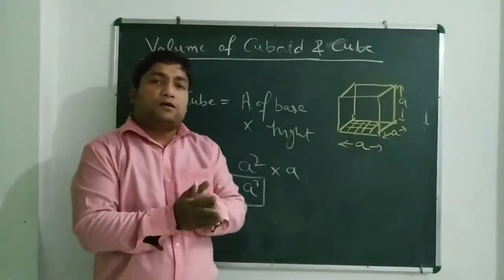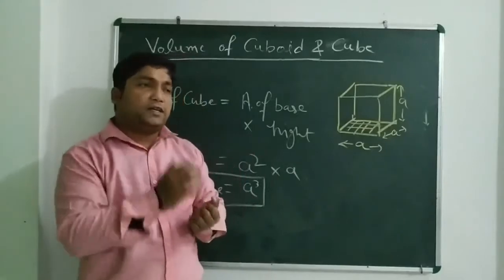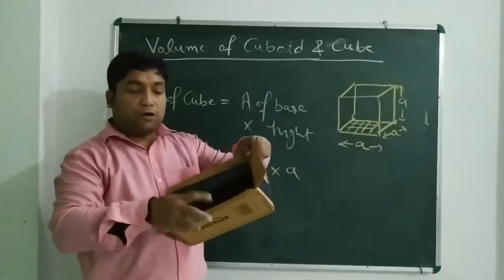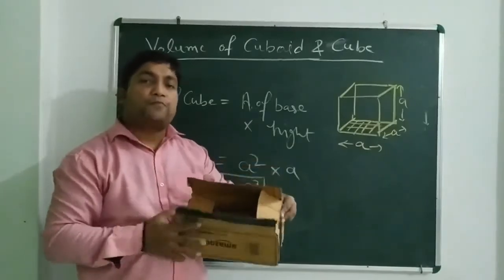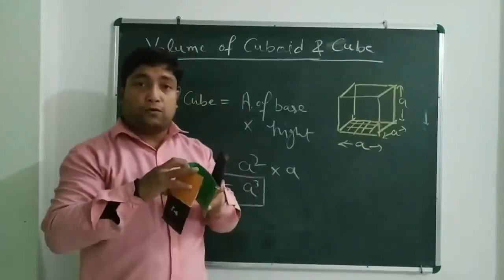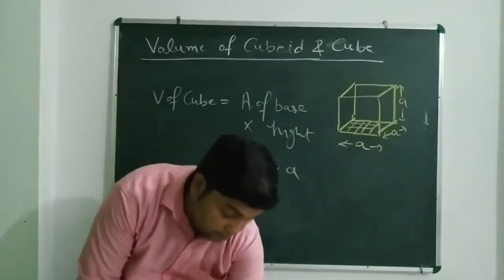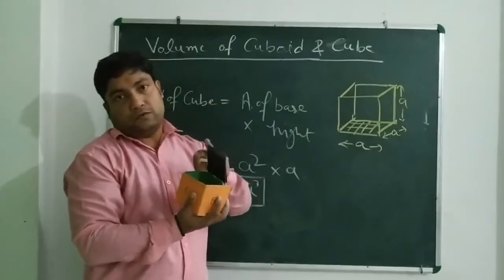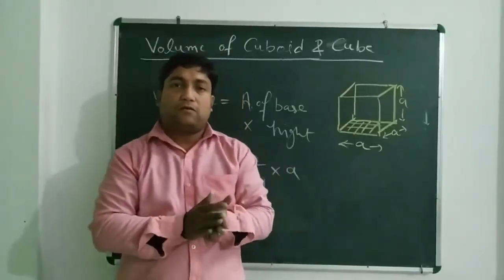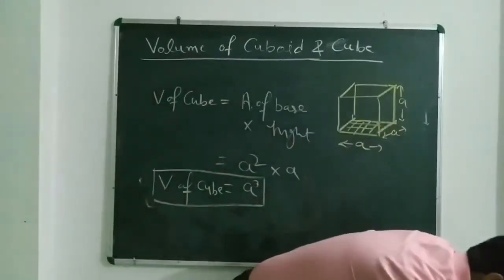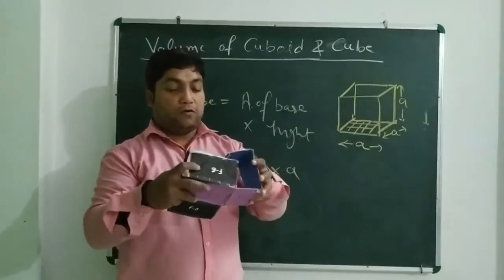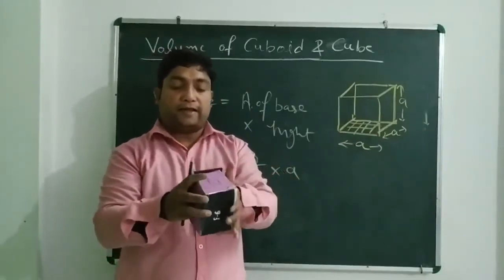So finally we got the formula of the surface area of the cuboid, the volume of the cuboid, and the surface area of the cube and volume of the cube. Okay, one more formula is there. What is that? Suppose you have a cuboid like that.